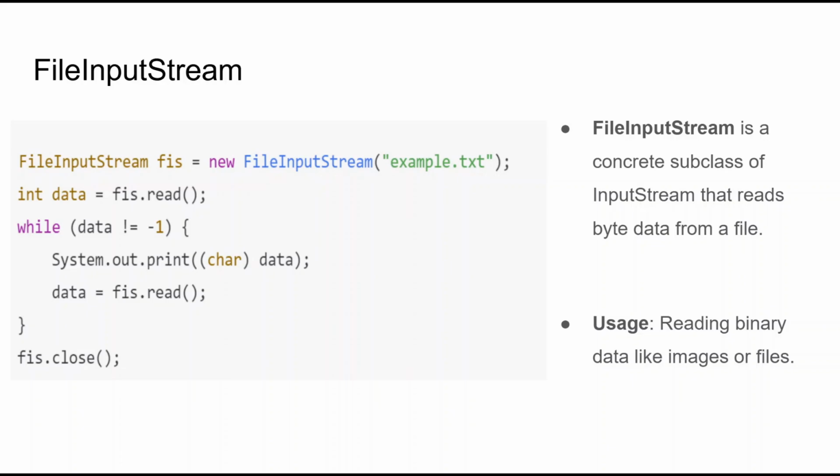Okay, System.out.println, I'm just printing the data. Here I'm reading a text file, that's why I'm converting the integer back to character format. Okay, data is equal to FIS.read. So finally at the end of my operation, once I reach the end of the data, I need to close it using this close method. Okay, so FileInputStream is a concrete subclass of InputStream that reads byte data from a file. Okay, and usage is reading binary data like images or files.